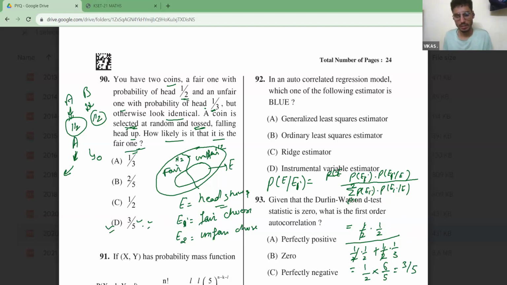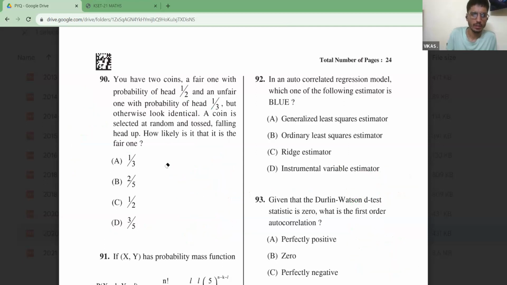And let me conclude this session with one little bit simpler definition. If the probability of A intersection B equals probability of A times probability of B, then A and B are independent.